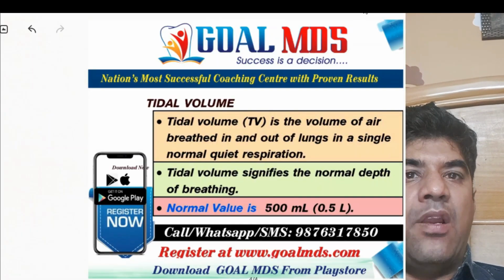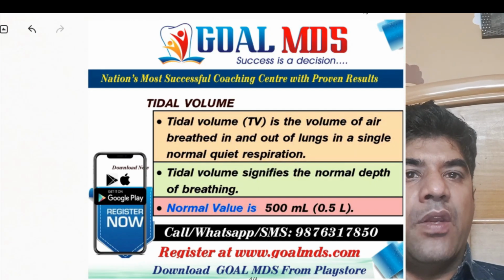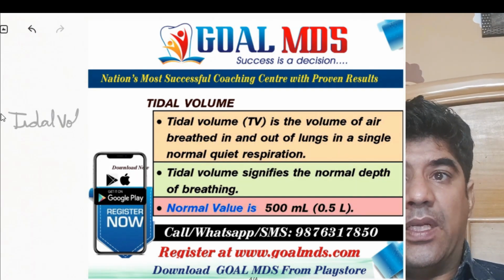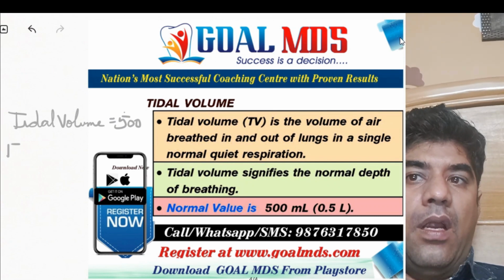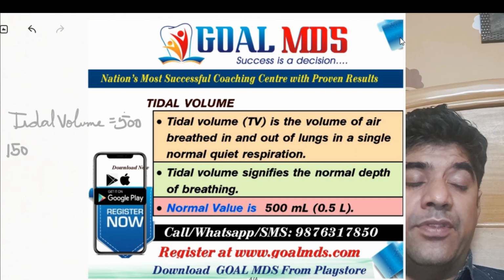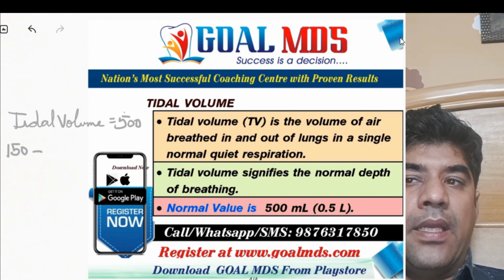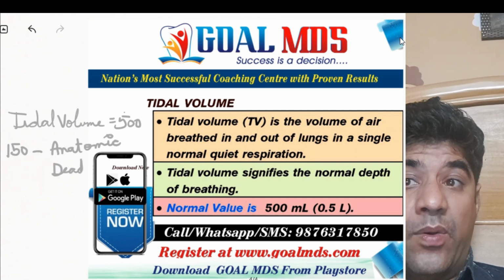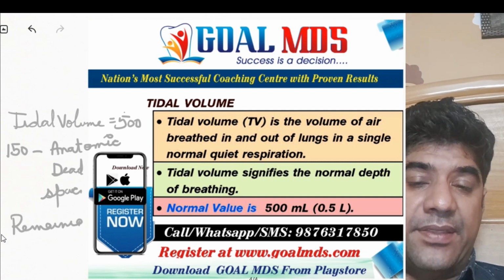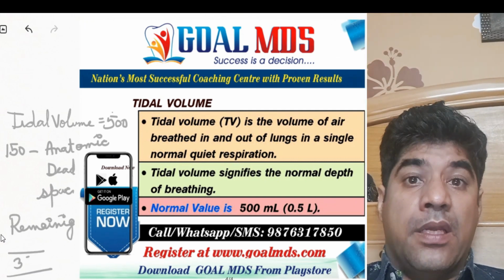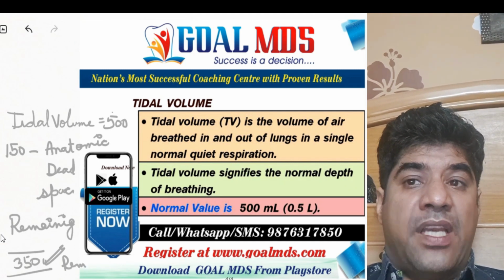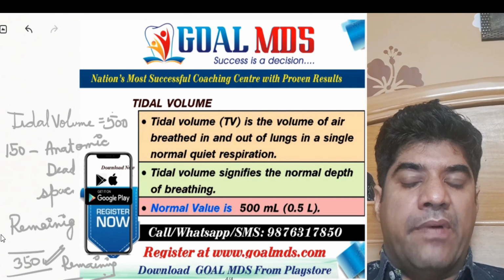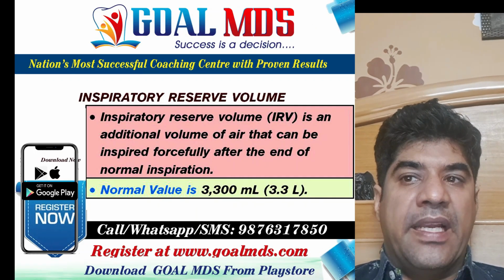About 150 ml of this volume fills the airway from the nose and the mouth down to the respiratory bronchioles, and this amount does not take part in the gas exchange. So this is known as anatomical dead space. And the remaining volume, that is 350 ml, is available for the alveolar ventilation.